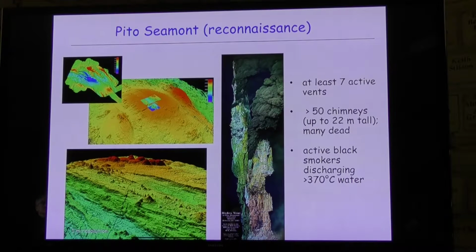And again, we had 1 day of ROV time at the very end of a cruise and then 10 days sailing back to Chile. So we had to do the best we could in a short amount of time to make the captain happy and all the ROV pilots and everybody happy. But what we found in our very short reconnaissance was at least 7 active vents, more than 50 chimneys, some up to 22 meters high, so about 70 feet high, okay? And the active black smokers that we were able to sample had temperatures of greater than 370 degrees C, okay?